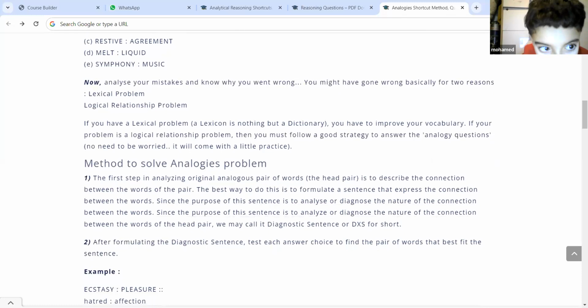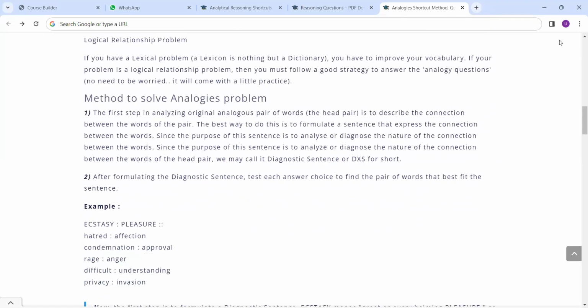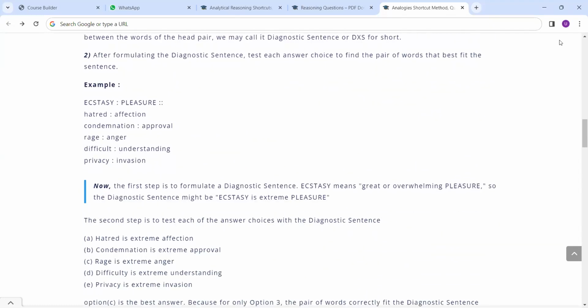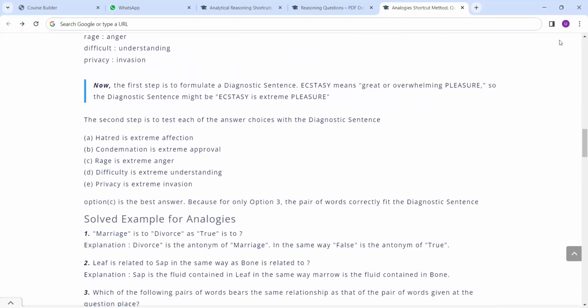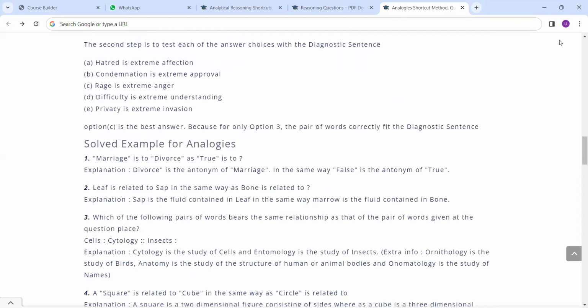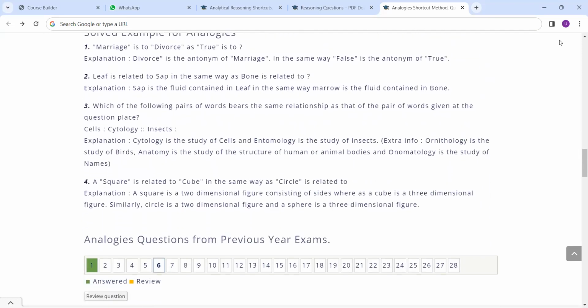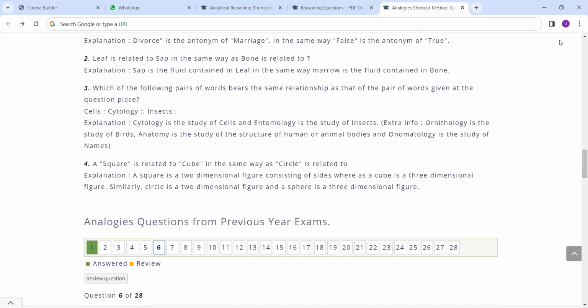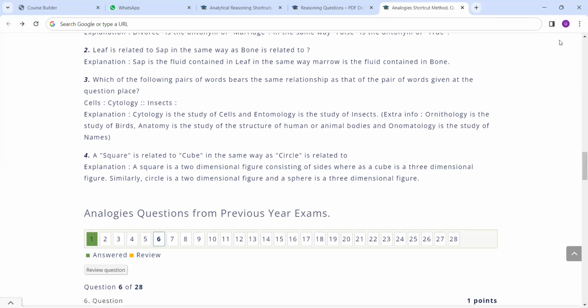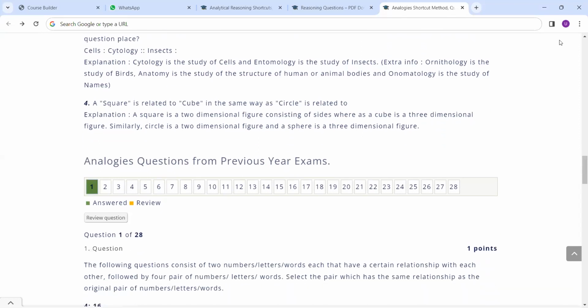Method 1, I have already told you that you have to analyze the word. The word is related to either the antonym or the synonym. It can be a group of words, a meaning of some word, just the opposite, a square or cube of a number, or a part of something. Let us see the first question over here.